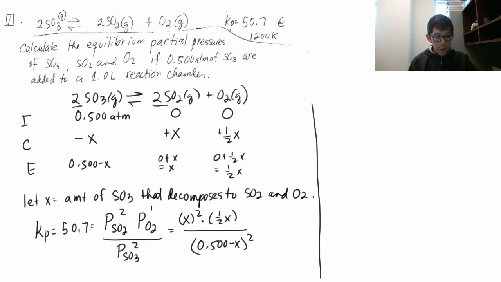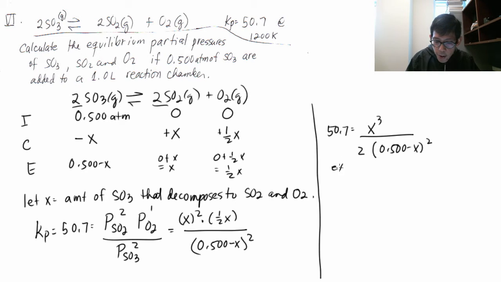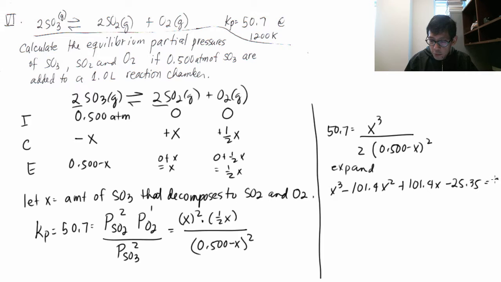Alright, so now when you expand your equation, that becomes 50.7 is equal to X cubed over 2 times (0.500 minus X) squared. Expand, and that will give you this equation: X cubed minus 101.4 X squared plus 101.4 X minus 25.35 is equal to 0.